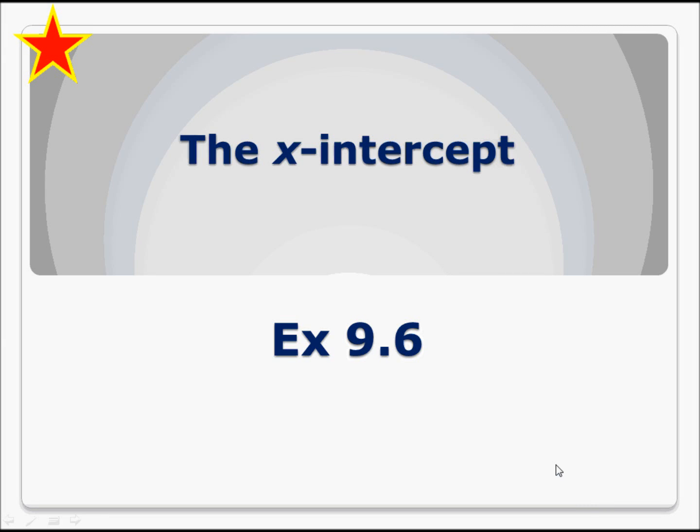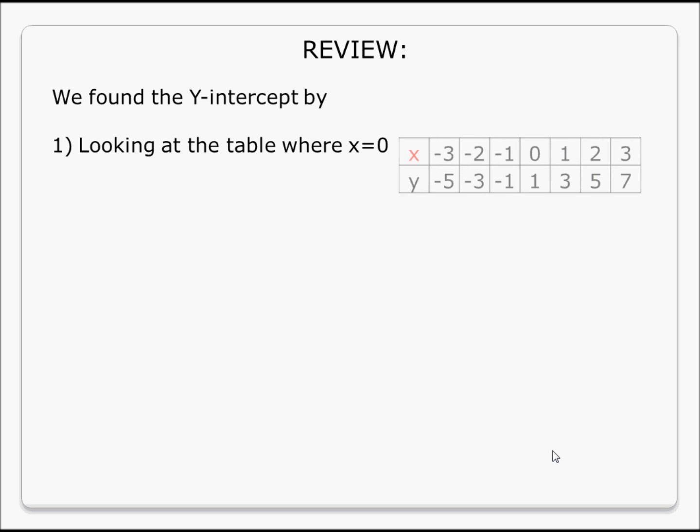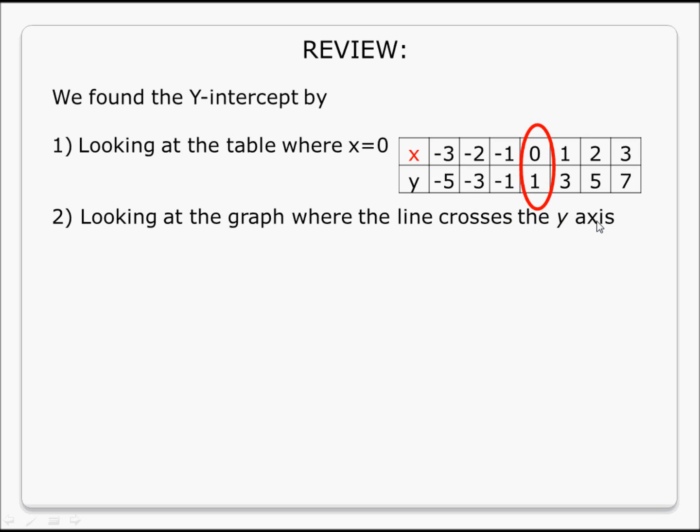In this video we're going to look at how we find the x-intercept. Let's start off with a bit of a review about how we found the y-intercept. Remember, we used a couple of different methods. The first method was looking at the table when the x value equaled 0. Here I have a table. We look across the x values until we find x equals 0. That's our clue for the y-intercept.